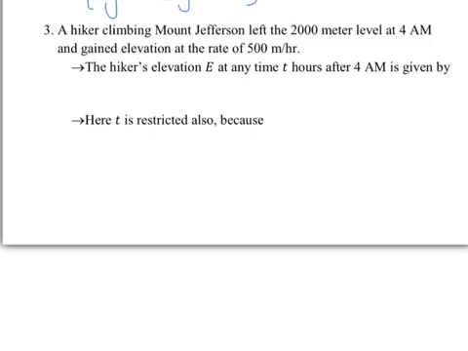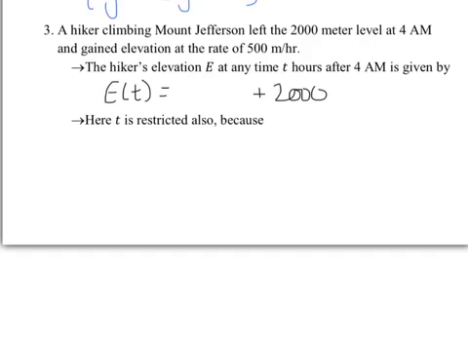So our third example says, a hiker climbing Mount Jefferson left the 2,000 meter level at 4 a.m. and gained elevation at a rate of 500 meters every hour. And we want to find the hiker's elevation E as a function of time t after 4 a.m. And then we also want to look at the restricted domain here. So again, the hiker starts at 2,000 meters, so there's our y-intercept already. And we know that we're looking for the elevation as a function of time. So we know to put this right here because it's elevation as a function of time.